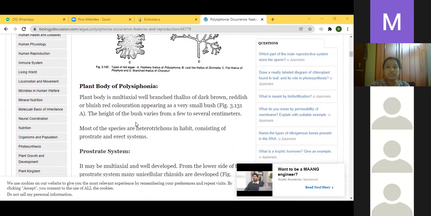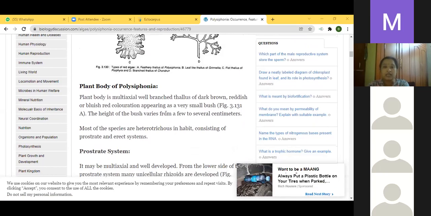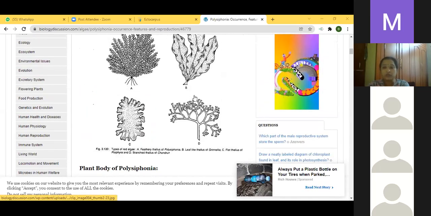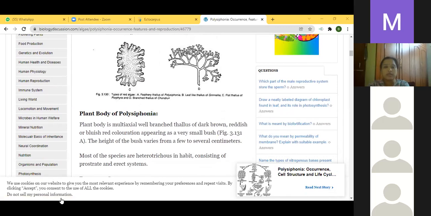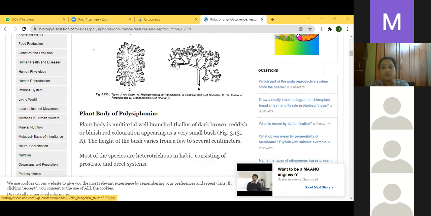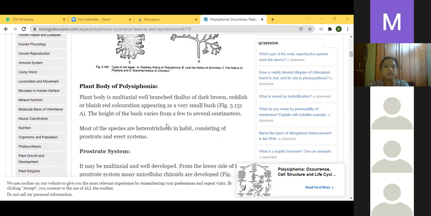Most species are heterotrichous. You know what heterotrichous is? Consisting of prostrate and projecting systems. That's why the thallus is a heterotrichous plant body. Both systems are present. The prostrate system is the creeping system. The erect system, the upright system, is called the projecting system.